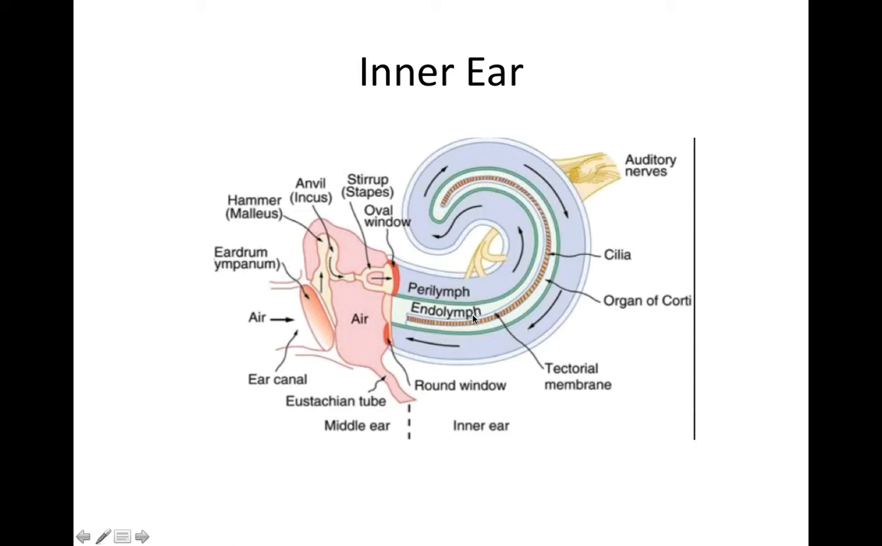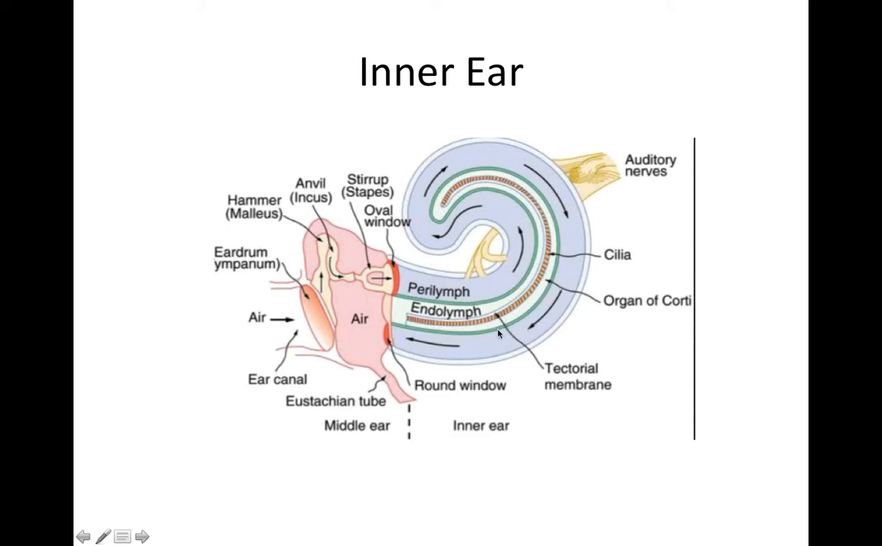The basilar membrane is going to separate the scala media from the scala tympani, and that is going to be the membrane on this side. So this dark green membrane here.